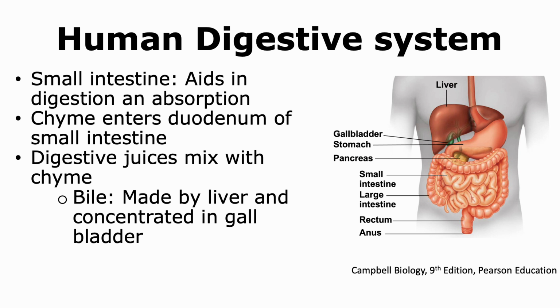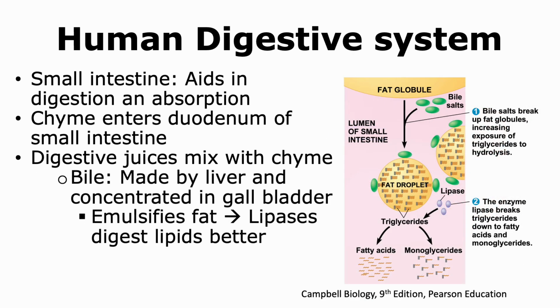Another type of digestive juice that mixes with the chyme in the small intestine is bile. Bile is made by the liver, and from the liver, it goes to the gallbladder where it gets concentrated. From the gallbladder, it then enters into the duodenum of the small intestine. Bile plays very important roles in the emulsification of fat.